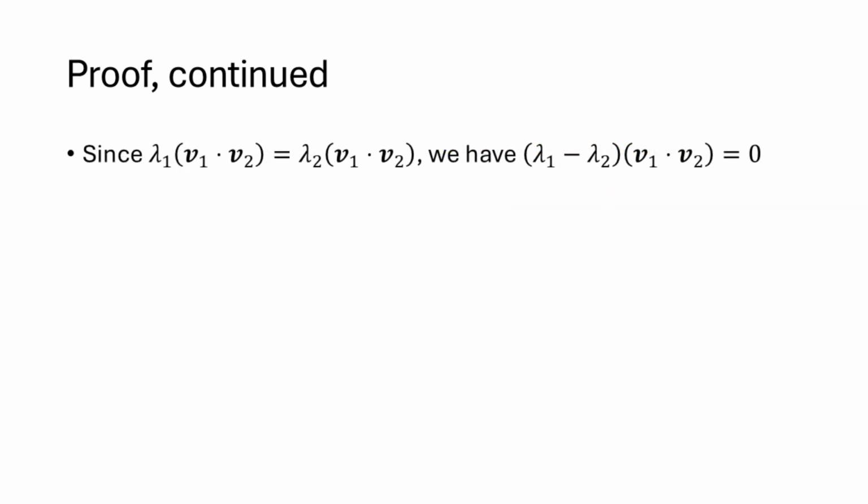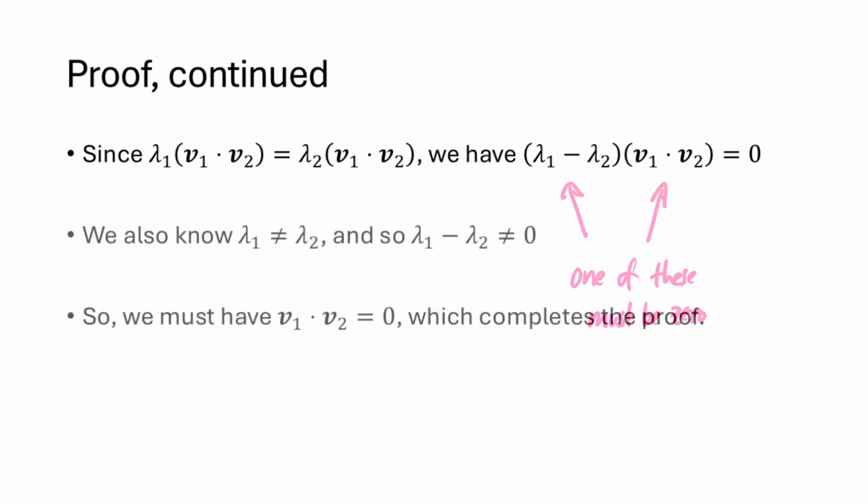We can subtract from both sides to rewrite this as (lambda 1 minus lambda 2) times v1 dot v2 equals 0. So those are two real numbers multiplied together giving us 0, so one of those two real numbers has to be 0. But lambda 1 and lambda 2 were assumed to be distinct eigenvalues, so lambda 1 is not equal to lambda 2, and that means that lambda 1 minus lambda 2 can't be equal to 0. So the only possibility is that v1 dot v2 is equal to 0, which is what we were trying to prove, and so that proves the theorem.